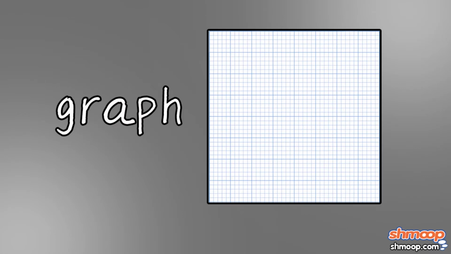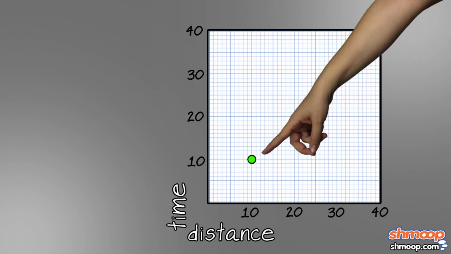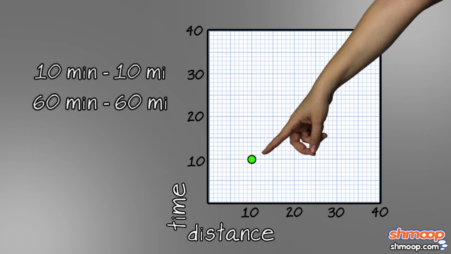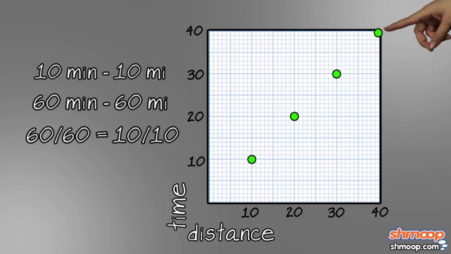All right, so yeah, we're gonna have to plot some points. Let's call our axes time and distance right here. Now we can put a point at 10:10. That is, when 10 minutes have gone by, our first train moving at 60 miles every 60 minutes has gone 10 miles. That's a mile a minute. Then at 20:20, 30:30, and so on, we plot away.